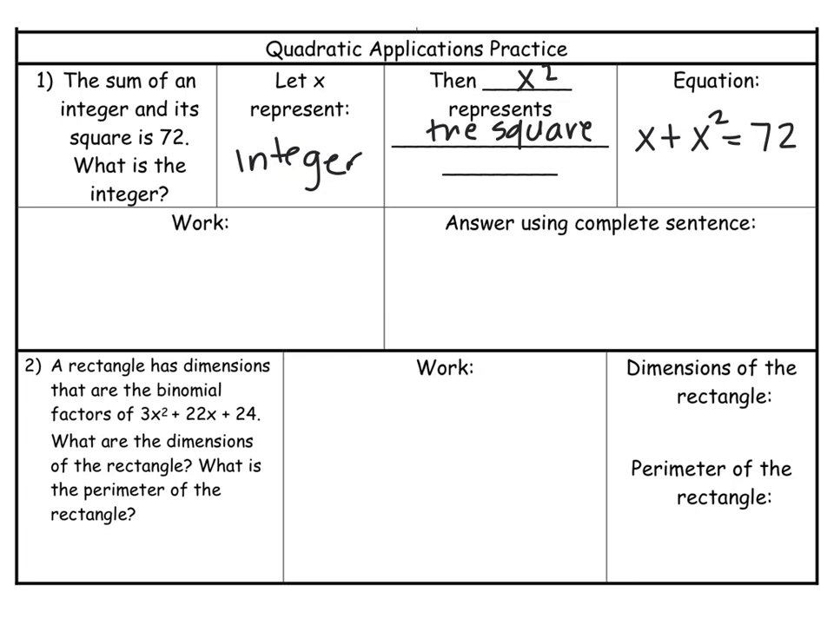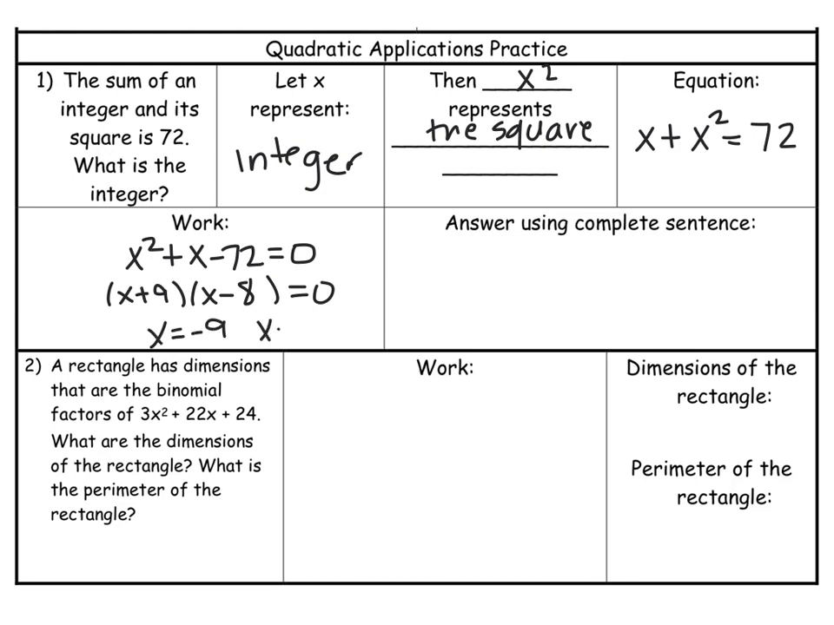I'm going to rearrange it and set it equal to 0. So I'm going to do x squared plus x, and then if I subtract 72 from both sides, it'll be equal to 0. And then I'm going to factor that and use the zero product property. So the factors of negative 72 that add up to give me a 1x would be a positive 9 and a negative 8. So x can either be negative 9 or 8.